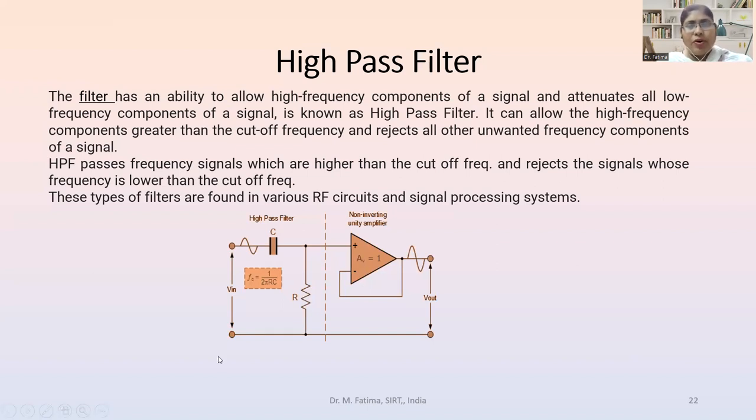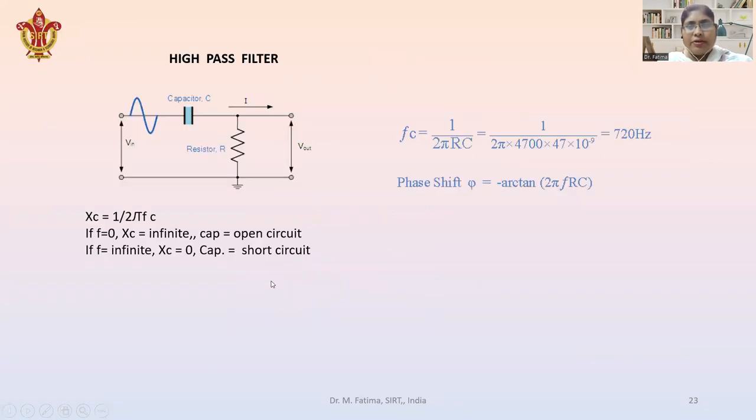So the basic circuit of the high pass filter is the CR network. I'm taking it separately. See here, this is the high pass filter. This is the input voltage given to the CR network. This is the capacitor, this is the resistor. Output voltage is taken across this resistor R. Current I is flowing. So this high pass filter passes the high frequencies and attenuates the lower frequencies.